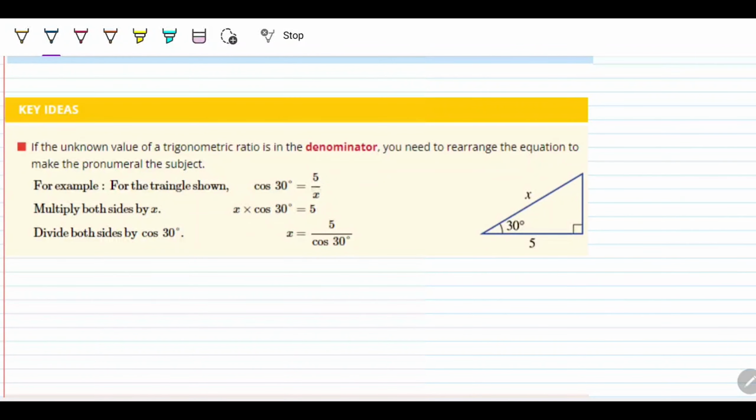We can see that x is in the denominator. To solve for x, you just need to rearrange, use some algebra. So this becomes x multiplied by cos 30 degrees equals 5. To get x by itself, divide cos 30 to the other side. So let's try a few examples ourselves.